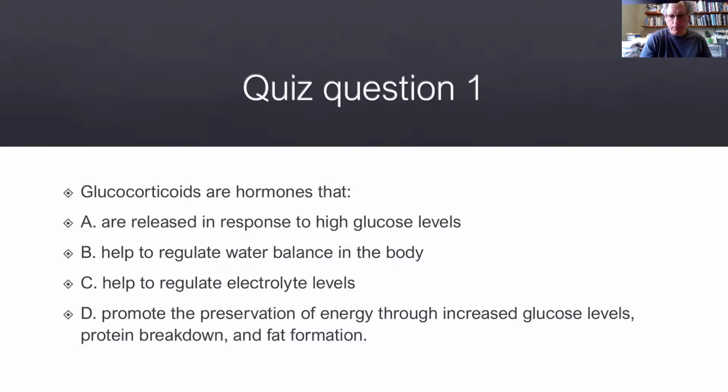The answer is D. They're agents that stimulate an increase in glucose levels for energy. They increase the rate of protein breakdown, decrease the rate of protein synthesis from amino acids to preserve energy. They also stimulate lipogenesis for the formation of fat for energy storage.